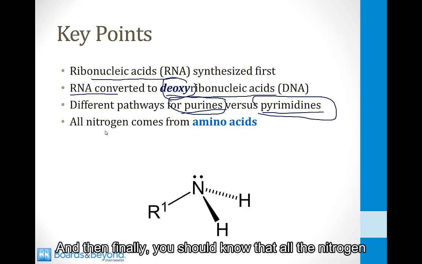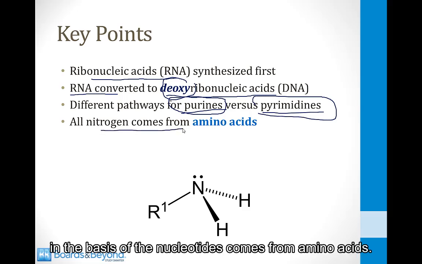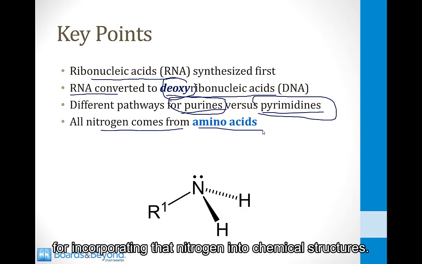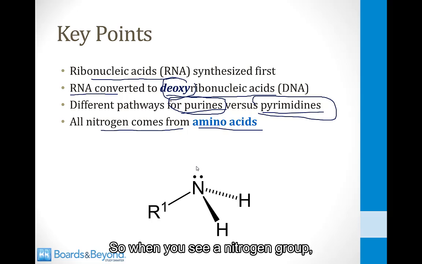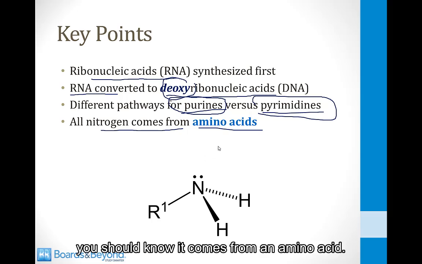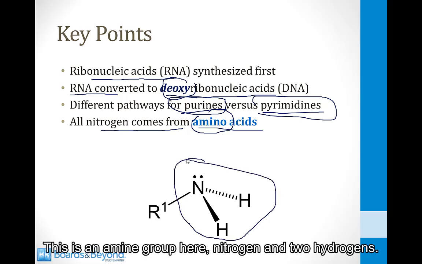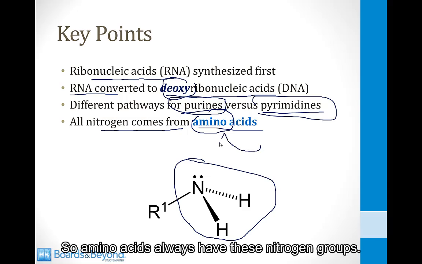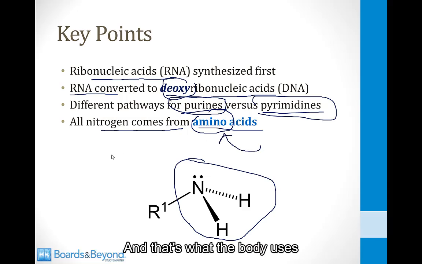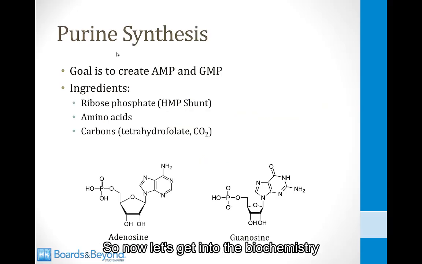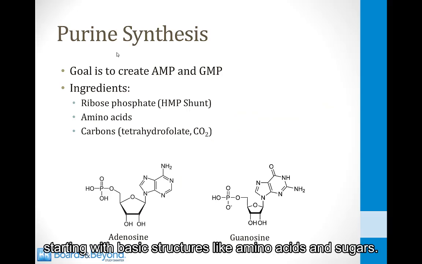And then finally, you should know that all the nitrogen in the bases of the nucleotides comes from amino acids. There's nitrogen in the air around us, but our body doesn't have a mechanism for incorporating that nitrogen into chemical structures. So when you see a nitrogen group, you should know it comes from an amino acid. The word amino means that it has an amine group. This is an amine group here, nitrogen and two hydrogens. Amino acids always have these nitrogen groups, and that's what the body uses when it needs nitrogen in a molecule like a nucleotide. Now let's get into the biochemistry of how purines are synthesized by the body, starting with basic structures like amino acids and sugars.